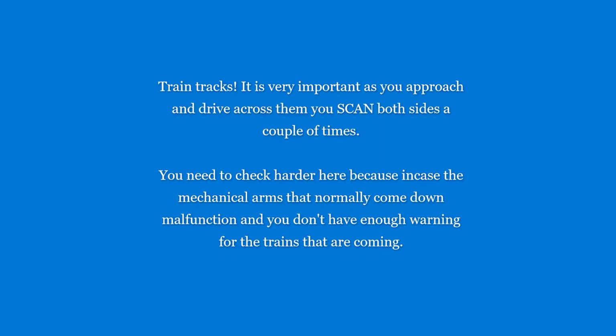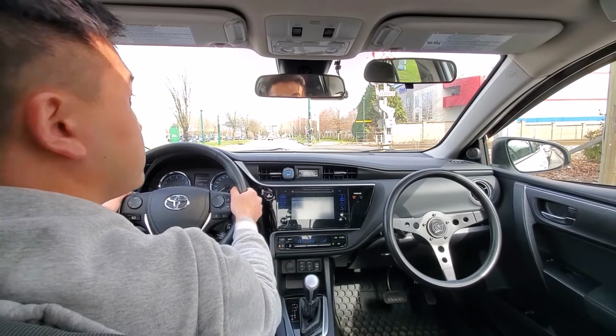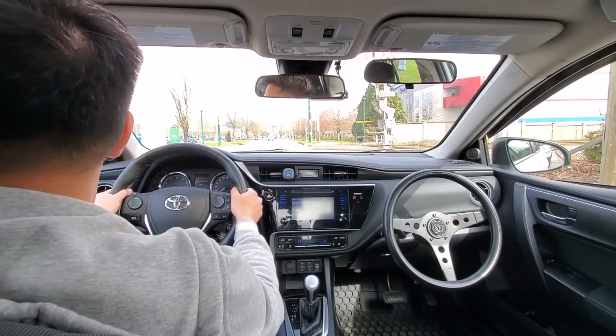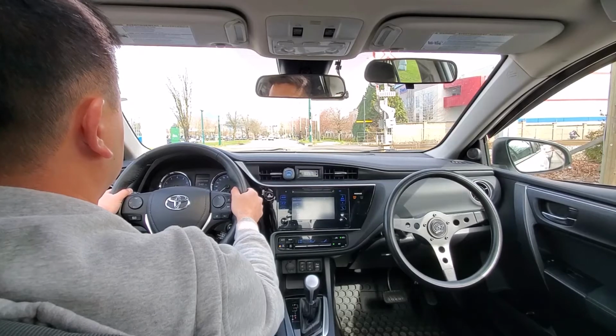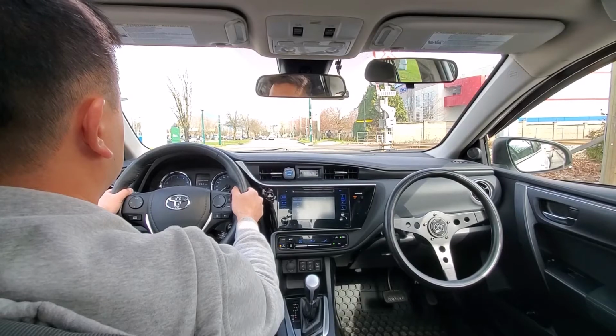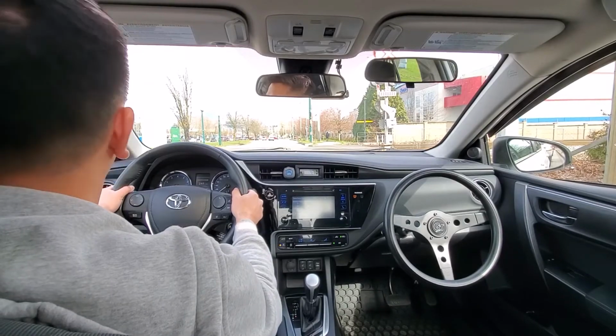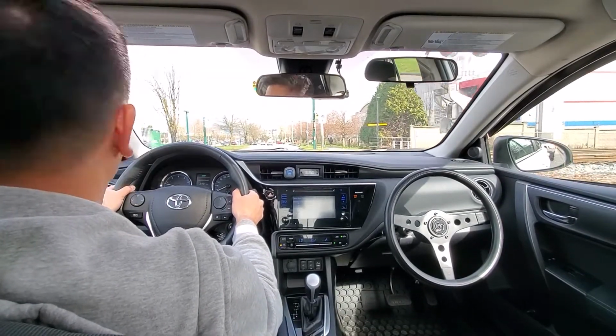Okay, train tracks. It is very important as you approach and drive across train tracks that you scan both sides a few times. You need to make sure you're checking harder here because they're worried that the mechanical arms don't come down like they normally would and not warn you enough if a train was coming. So make sure you're scanning the train tracks as you approach and drive across them. Checking a couple times there.